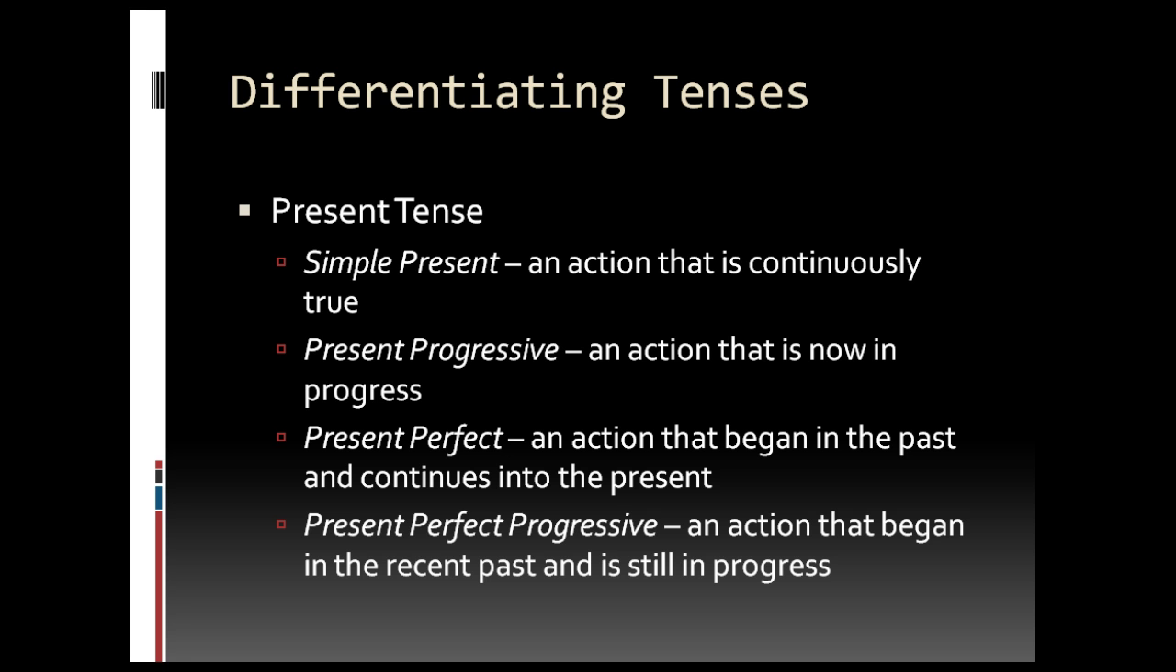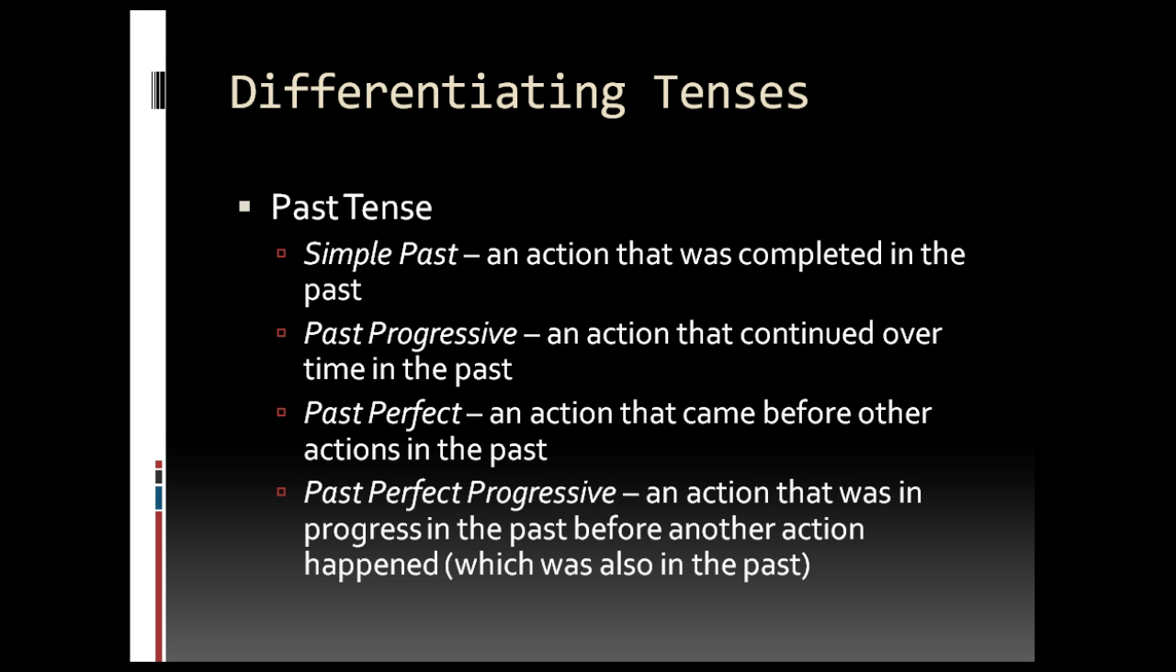The simple present is an action that's continuously true. It's always happening in the present. The present progressive is an action that is now in progress in the present. Present perfect is an action that began in the past or recent past and continues into the present. The present perfect progressive is an action that began in the recent past and is still in progress, actually ongoing at this moment, as opposed to the present perfect, which happens sometime in the present.